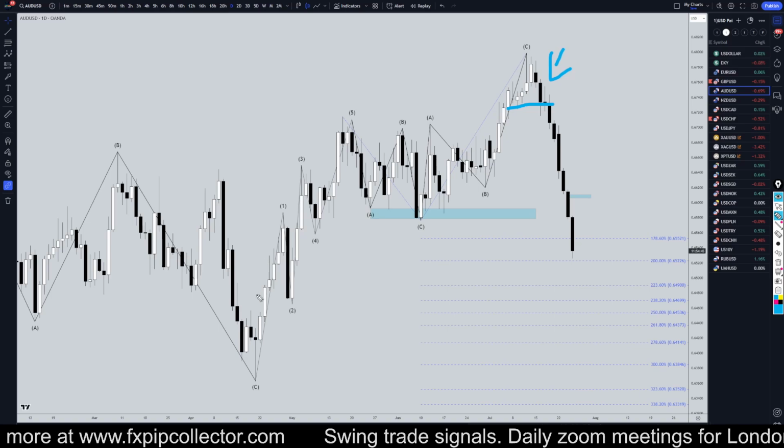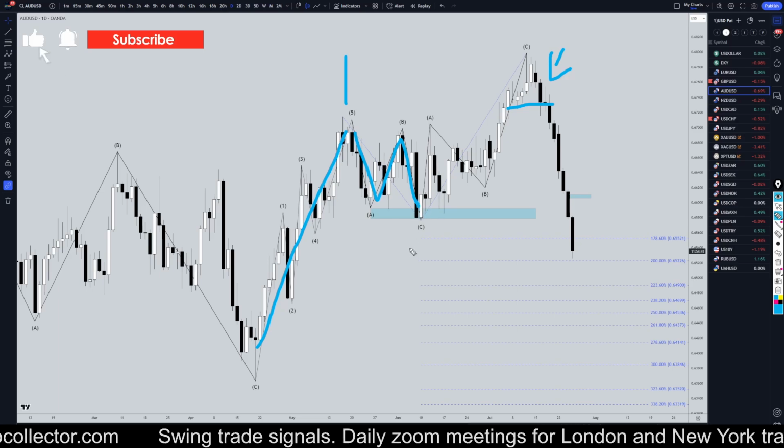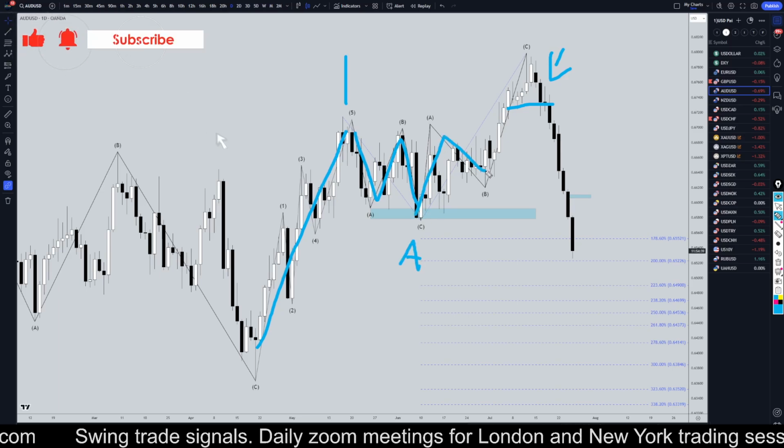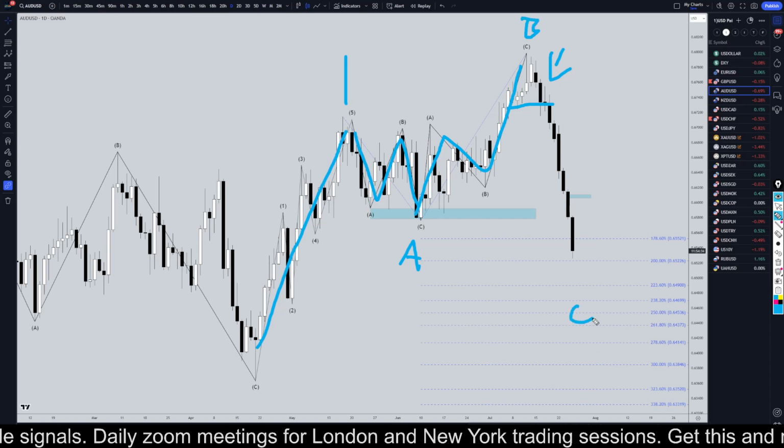I still think there's a very good chance that this 5 waves up over here is a wave 1. I still think this is like 3 waves down, probably a wave A. This is probably 3 waves up right here, probably a wave B. I still think there's a pretty good chance this move down is a wave C.